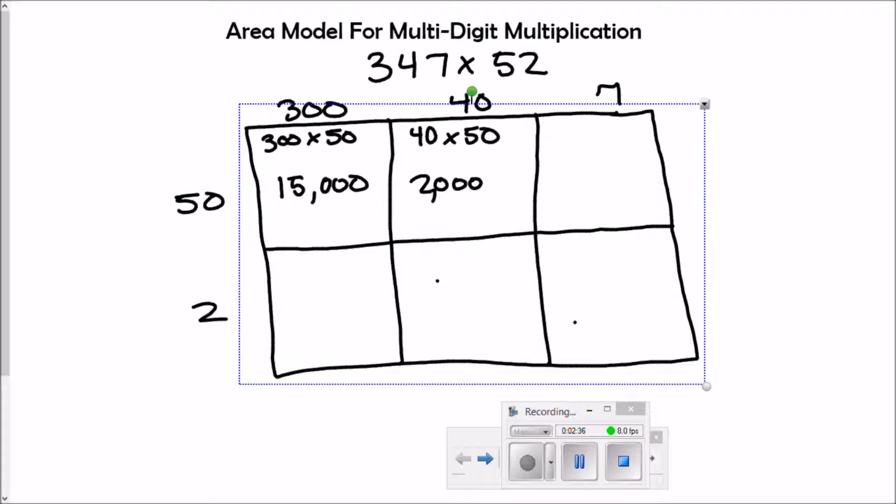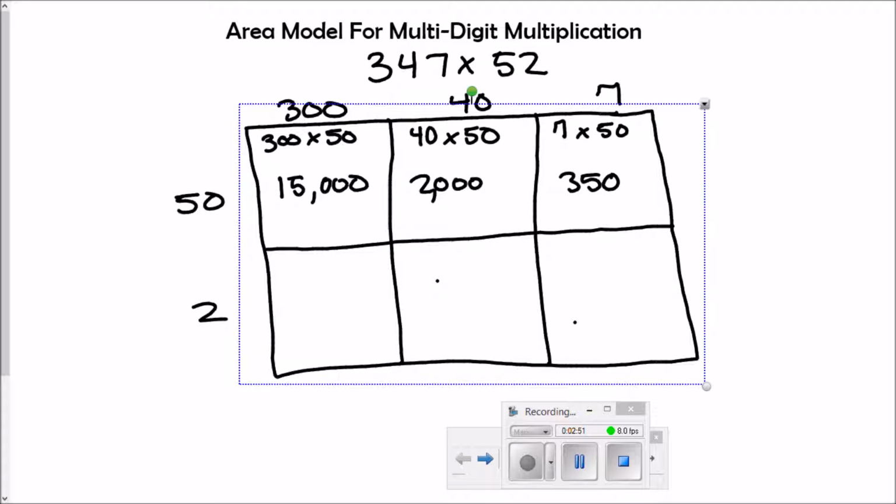And then this last box on the top row, I'm going to multiply 7 times 50. Well, 7 times 5 is 35. There's only 1 zero between the multiplier and the multiplicand, so it's going to be 350. Now we're going to shift down to the bottom row.